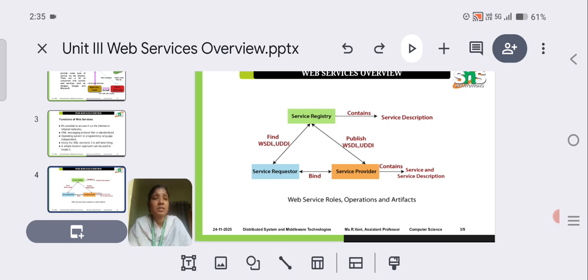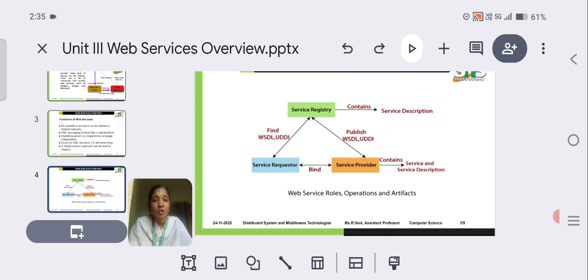A service requester is the user or a client who requests the service from the service provider, and they claim the response for the services they request. The service provider is the one who provides the service for the users' requests according to their need, which contains the service and its service description. The service requester and provider will bind together. Both of these pieces of information will be stored in the service registry.